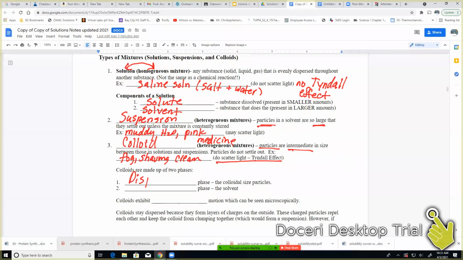Colloids are made up of 2 phases. They're made up of the dispersed phase, which is the colloid particle itself, and then the dispersing medium, which is just another name for the solvent. Colloids also have something called the Brownian effect, and that just means if you look at them under a microscope, you can see movement. If the little particles are not dissolved all the way, then they seem to be moving around.